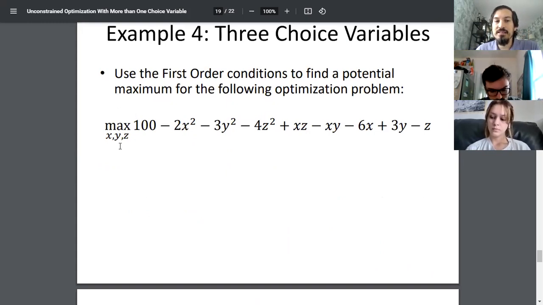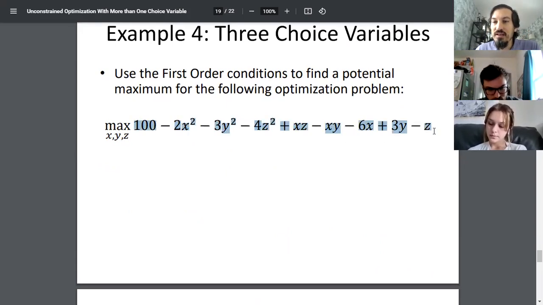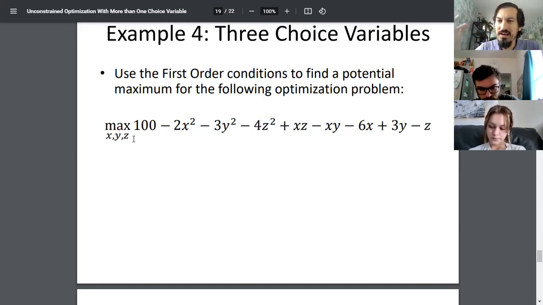Let's find a potential maximum for this problem. Could you guys even think of graphing this? What would you even do? There's three input variables into the function, and there would be a fourth variable, which is the output. It would be 4-dimensional if you tried to graph this.